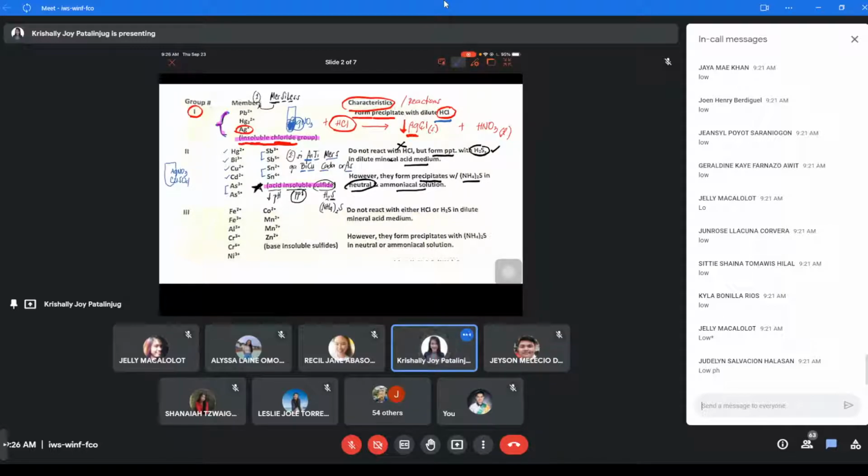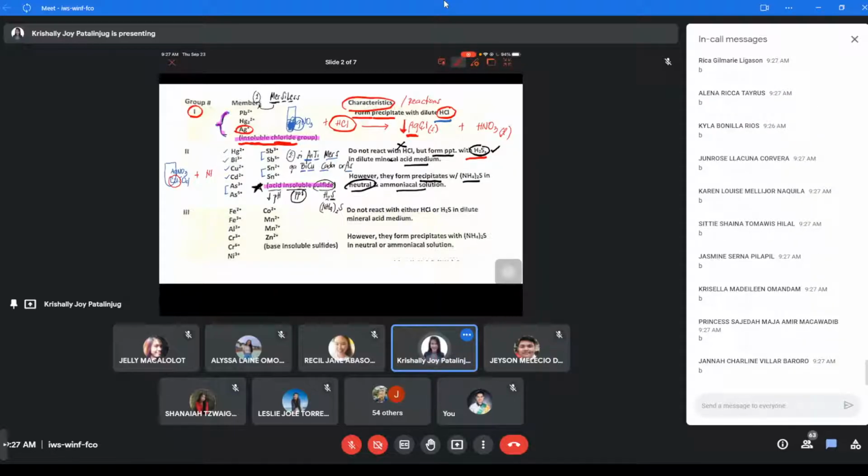Okay, and then you wanted to separate copper ion from this test tube. So what is the precipitating agent that you'll be adding to this test tube? Letter A, HCl, or letter B, hydrogen sulfide in an acidic medium? A or B? Very good. It's letter B.